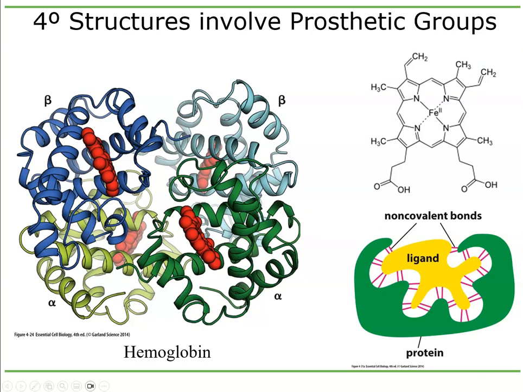At the beginning of the lecture, I talked about the poly A binding protein. Anytime that you have a protein that's binding something else, and it could be another protein, it could be a piece of ribonucleic acid like an RNA, it could be a heme, any prosthetic group, any other type of organic molecule that is involved, this is also a quaternary structure.